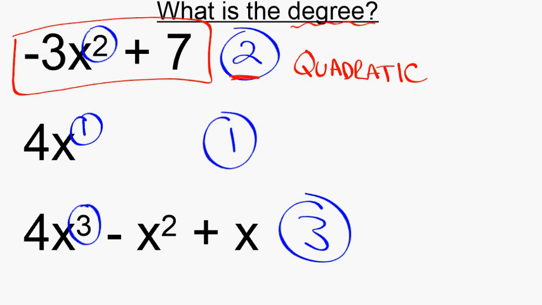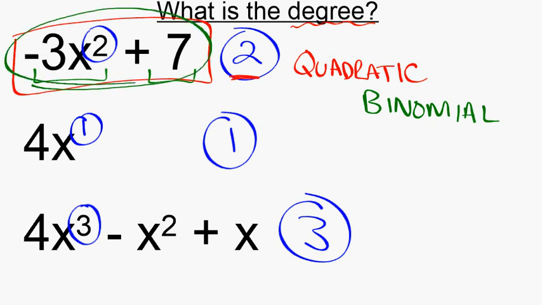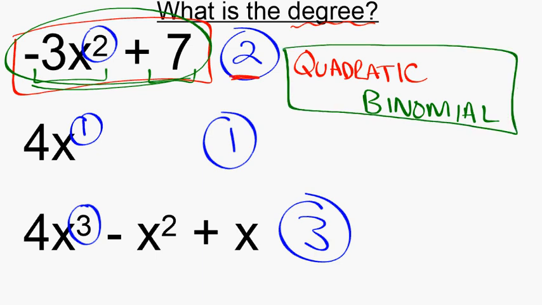Then we can also name it based on the number of terms. This polynomial has 2 terms. That means, looking at the table, you know it is a binomial. So this polynomial can be specifically called a quadratic binomial. That is what it is. This is the name based on the degree, and then binomial is based on the number of terms.